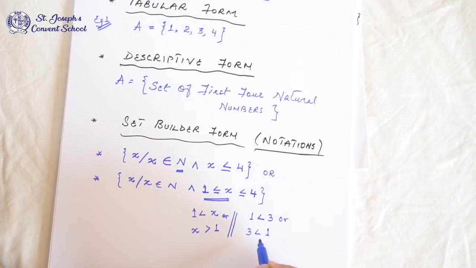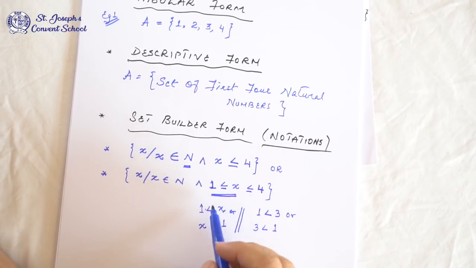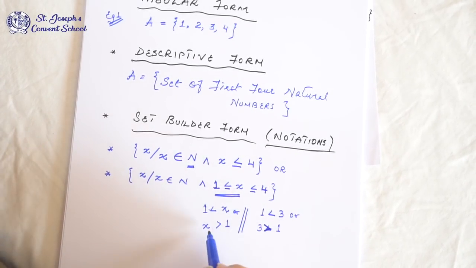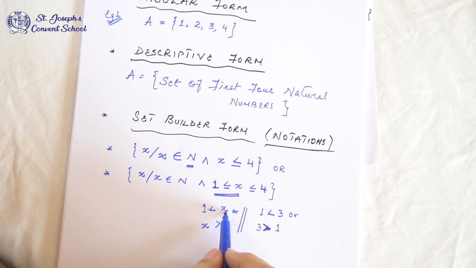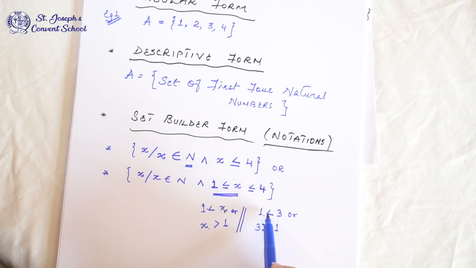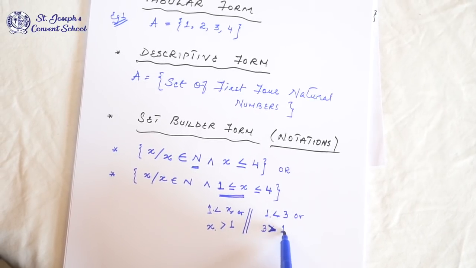So both are correct. In this case, 1 is less than x, or you can say x is greater than 1. Okay, so x is greater than 1. 1 is less than x, or x is greater than 1, same thing. 1 is less than 3, or 3 is greater than 1, it is the same.